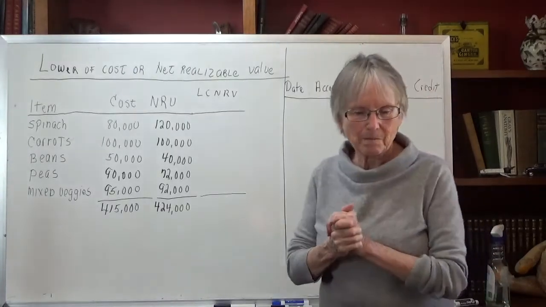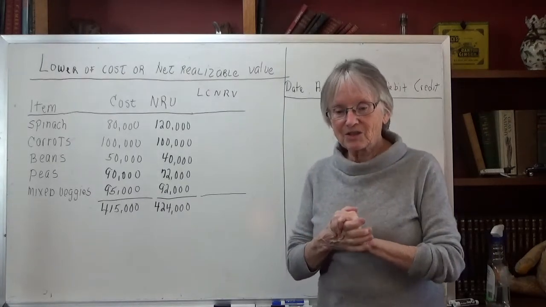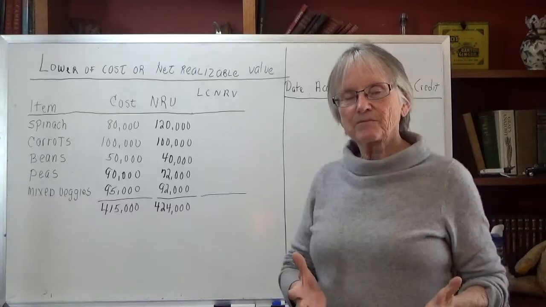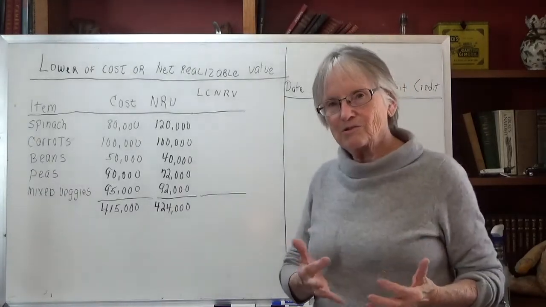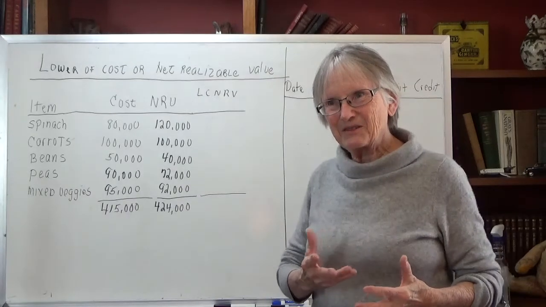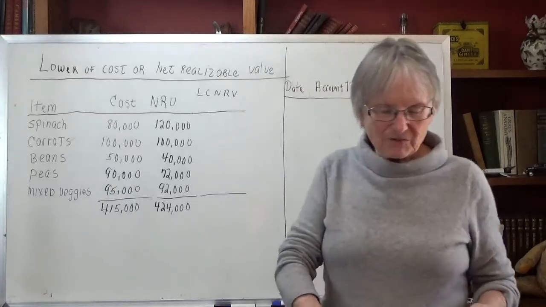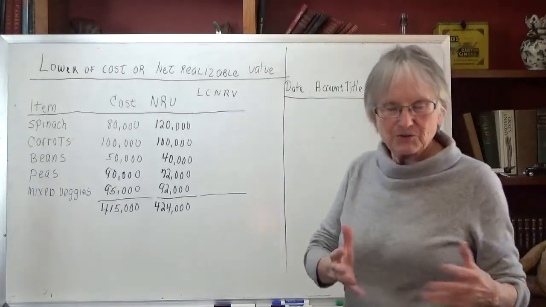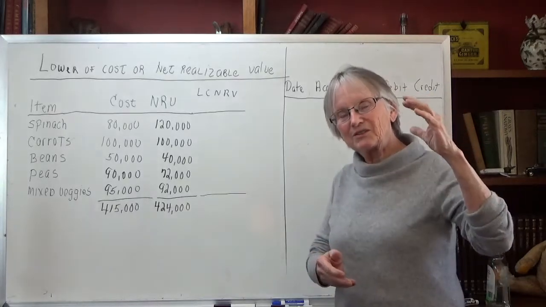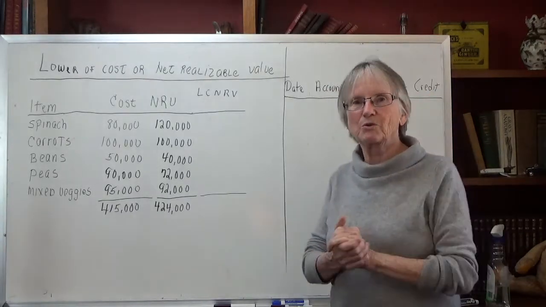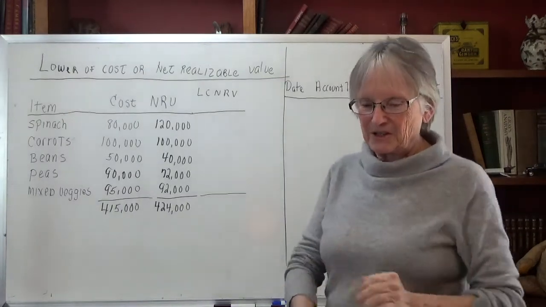So the rule of lower of cost or net realizable value is that if your inventory has fallen below what you paid for it, in other words, then you're going to have to make an adjusting entry to reduce the inventory on your books to the lower of cost or net realizable value. So why would this happen?